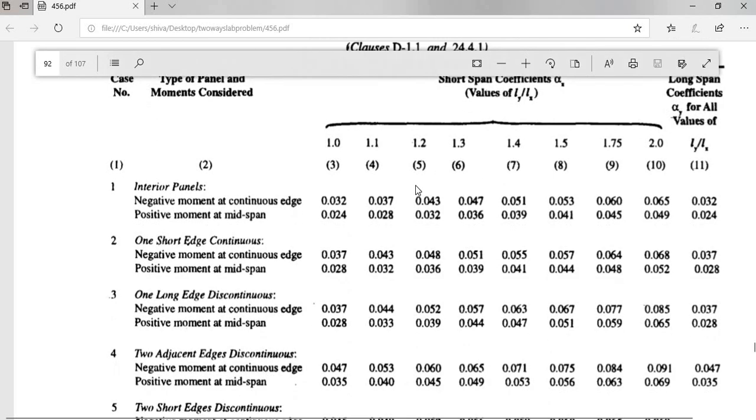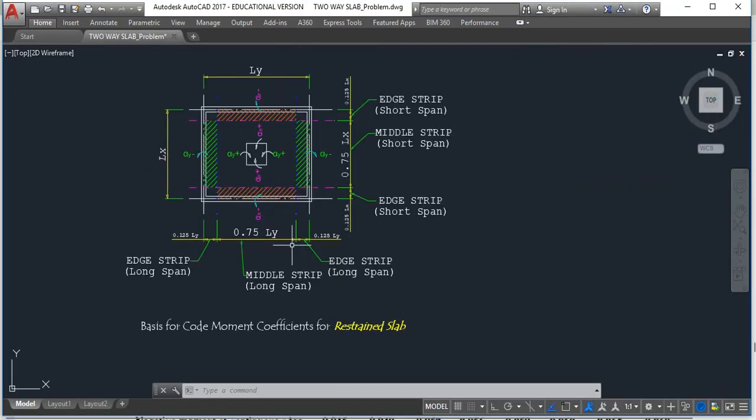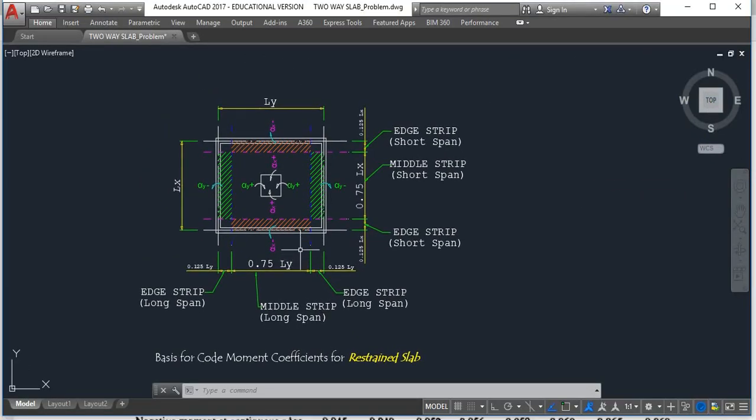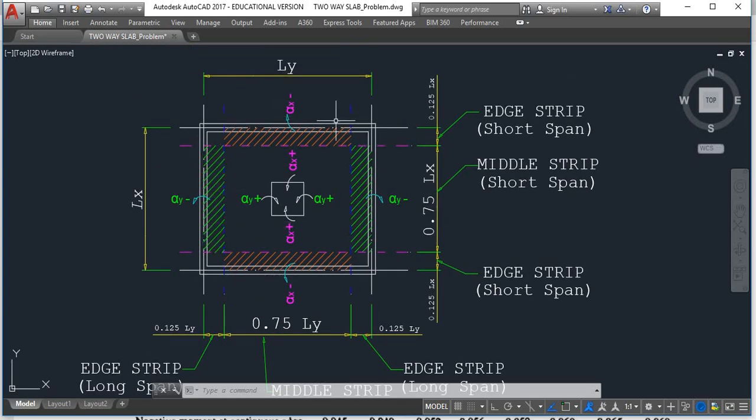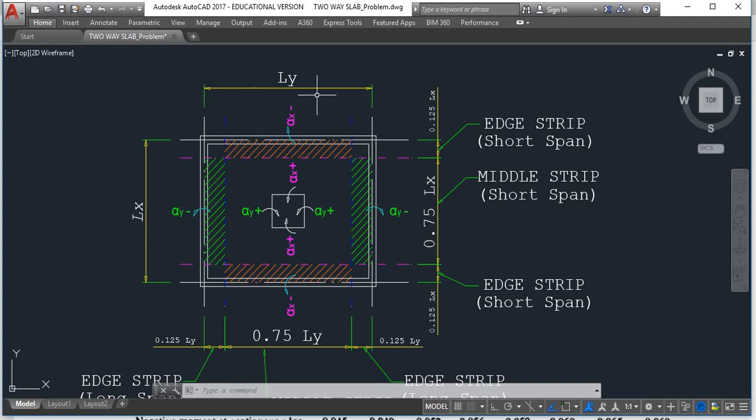The most important thing is to locate the positions of alpha x and alpha y, which I think we had discussed in the previous video. We will quickly revise this. Suppose I have an interior panel of a slab and I take a very small finite element of the slab panel. This slab has continuity in all four directions and it has the longer span Ly along the x direction of the current plane and the shorter span Lx in the y direction of the current plane.